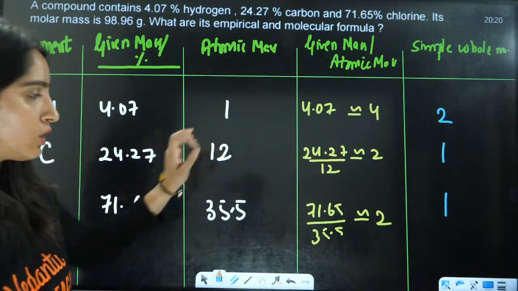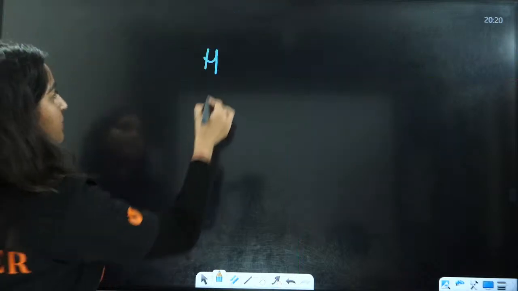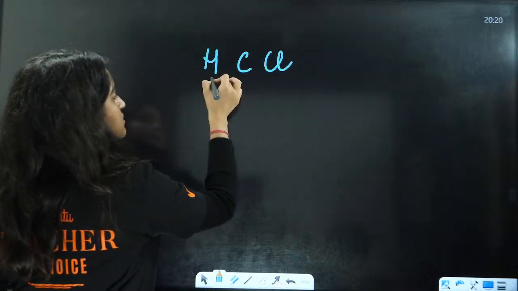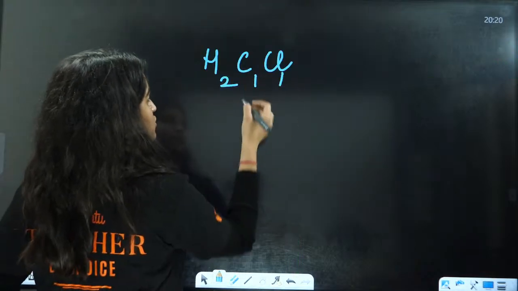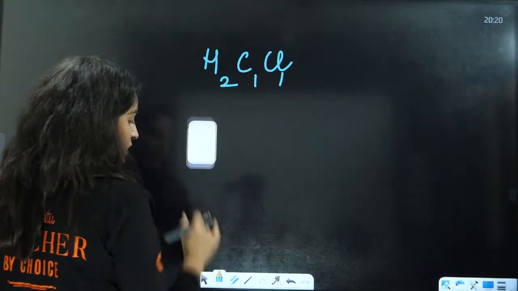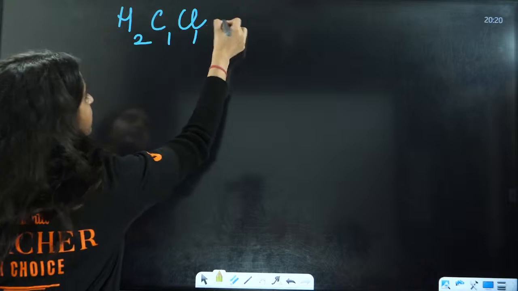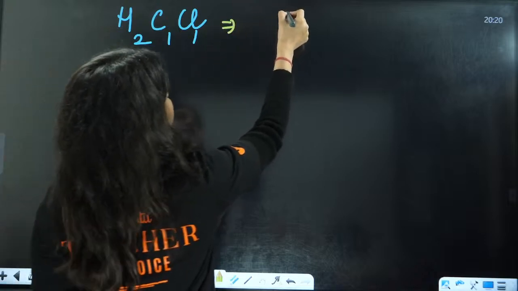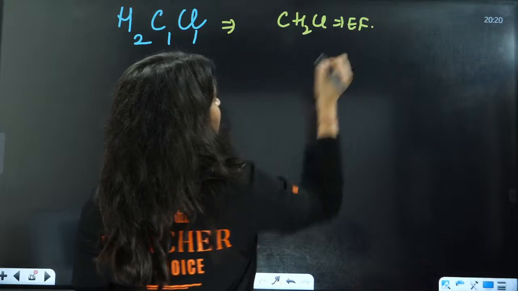So this is the simple whole number ratio. You can say this is hydrogen, carbon and chlorine, 2:1:1. So you have the empirical formula. This is the empirical formula that you have, CH2Cl.